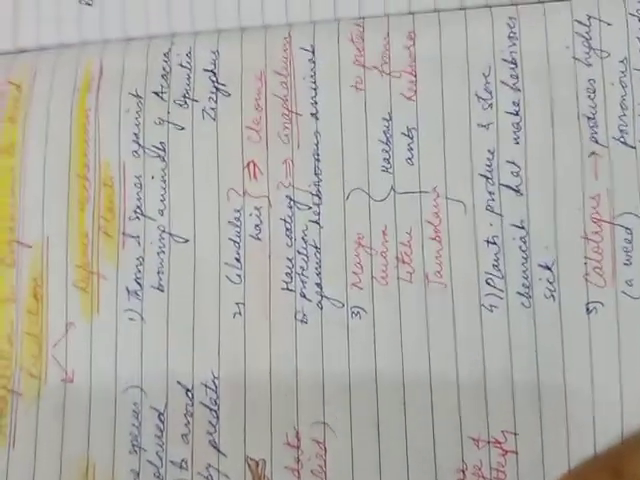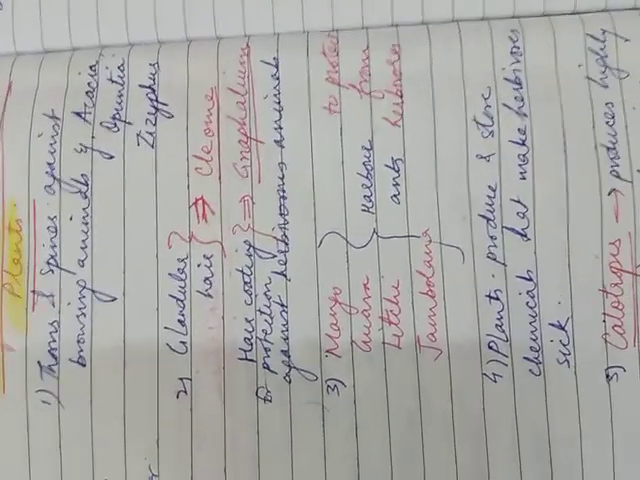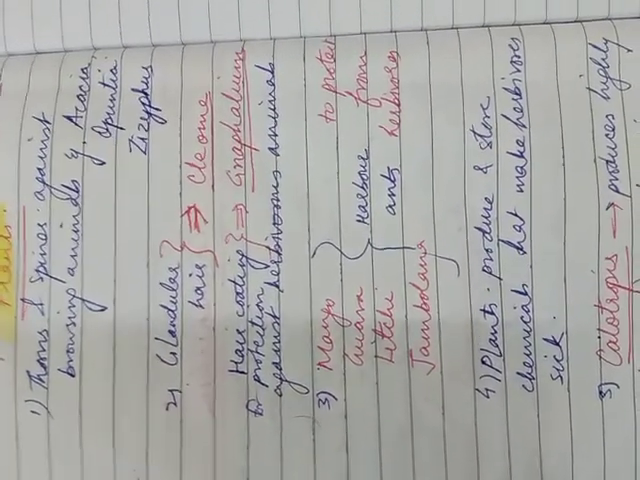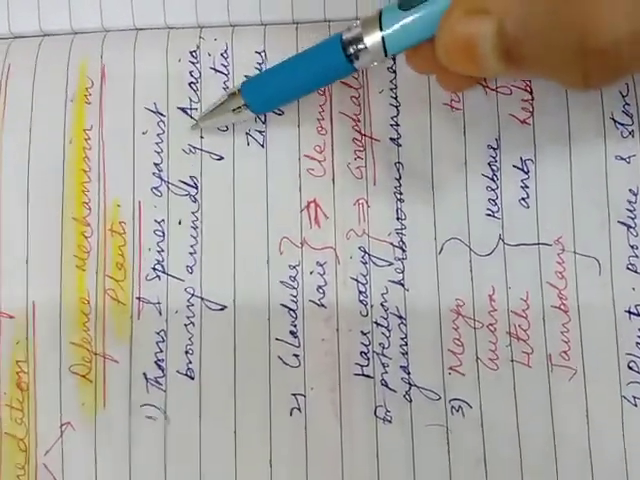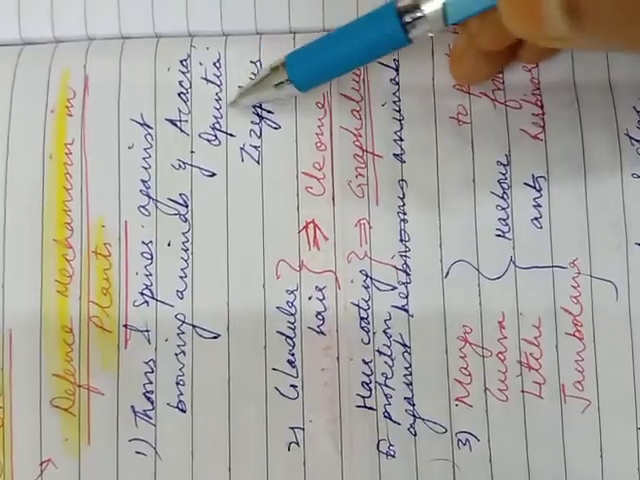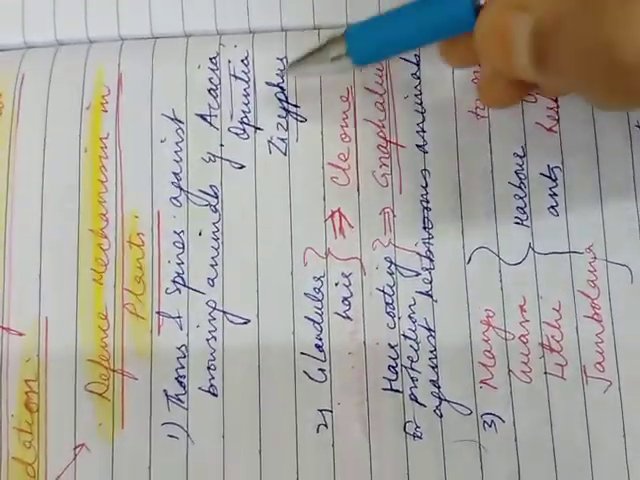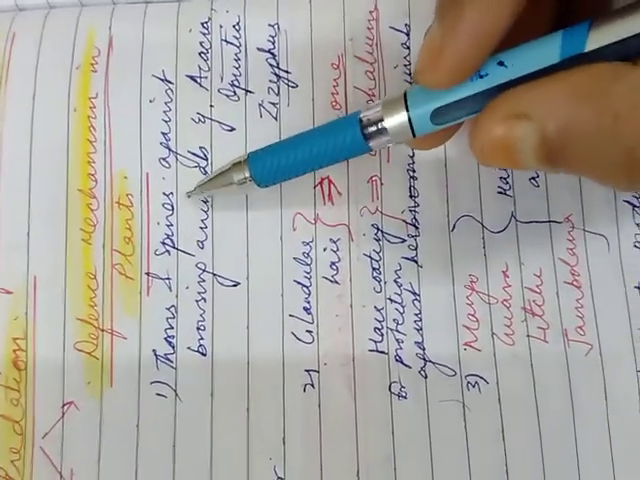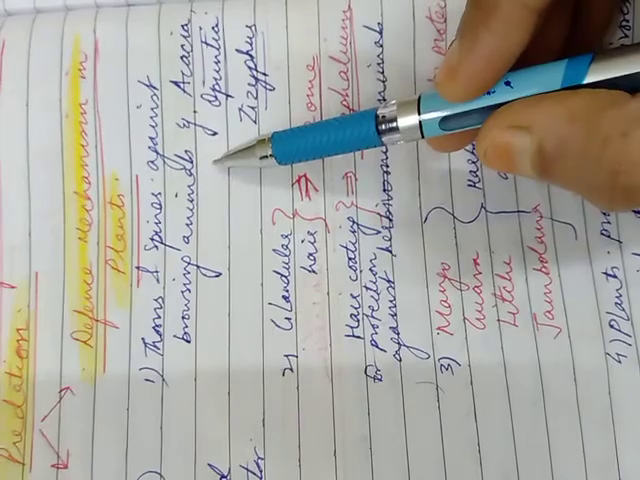Coming next to defense mechanisms in plants. In plants, there are a variety of defense mechanisms. For example, number one, thorns and spines. They are seen in plants like acacia, opuntia, and ziziphus. Now these thorns and spines are defense mechanisms against browsing animals.